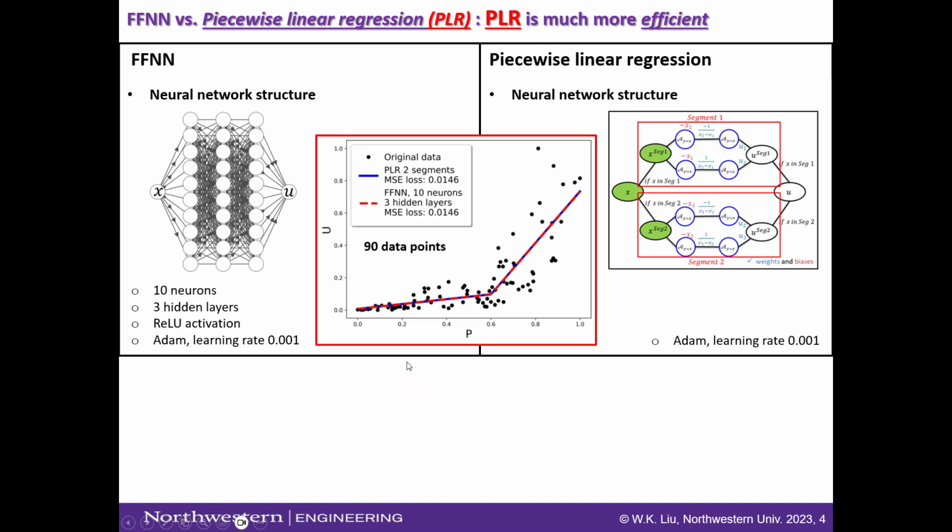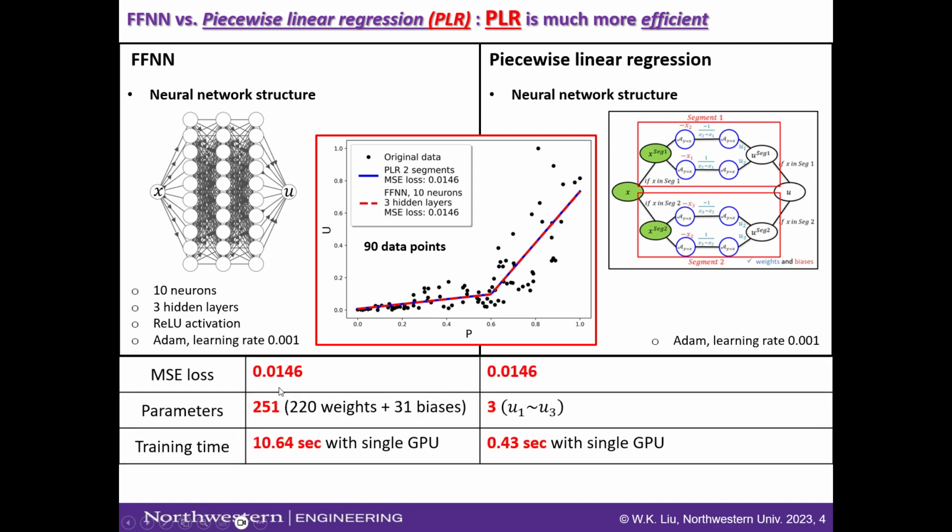Here is our data set. The black dots are data points. We have 90 data points, and we want to do the regression from P to U. We're doing it in two different methods. One is the piecewise linear regression with two segments on the right-hand side, and the feedforward neural network with three hidden layers on the left-hand side. They are doing almost the same thing in terms of regression, so their loss functions are almost the same.